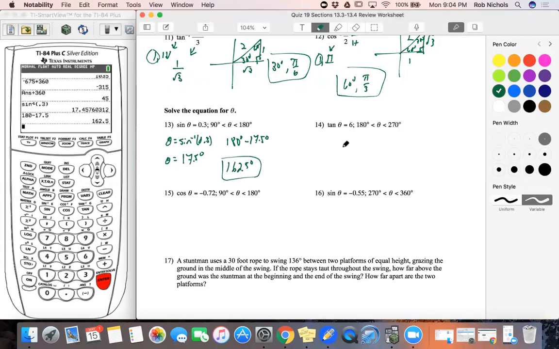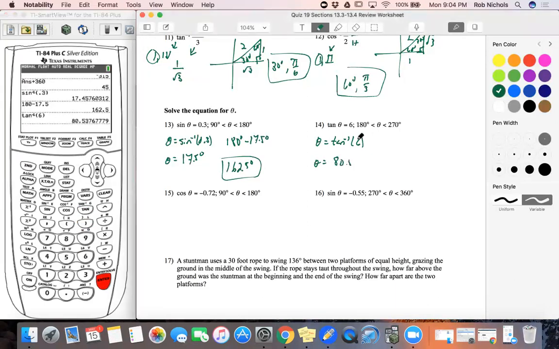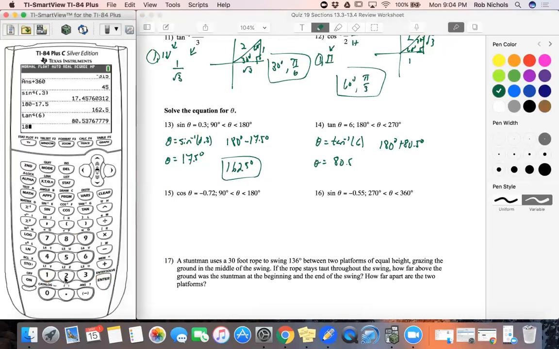All right, 14. So theta is going to equal the inverse tangent of 6. And I get 80.5. All right, so in quadrant 3, I want to do 180 degrees plus 80.5 degrees. And I get 260.5.